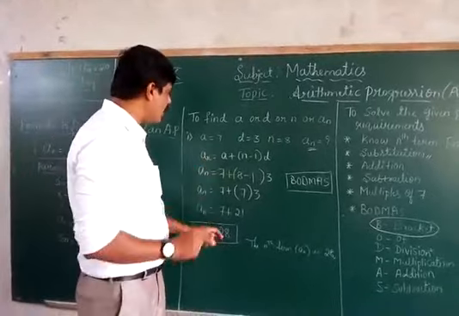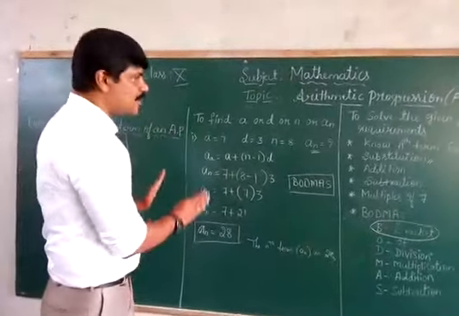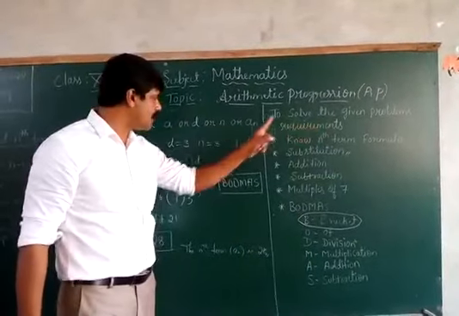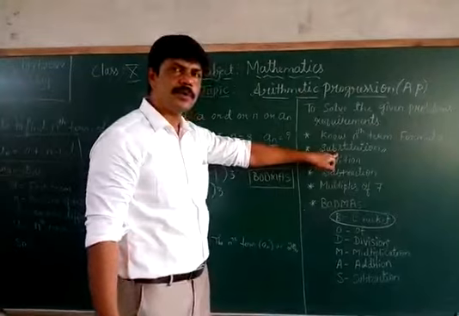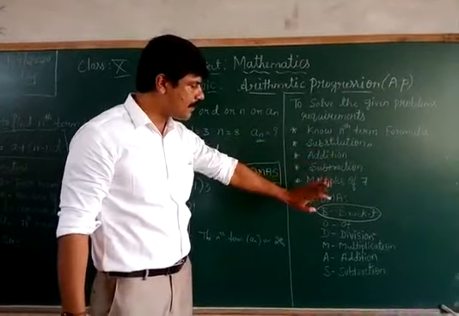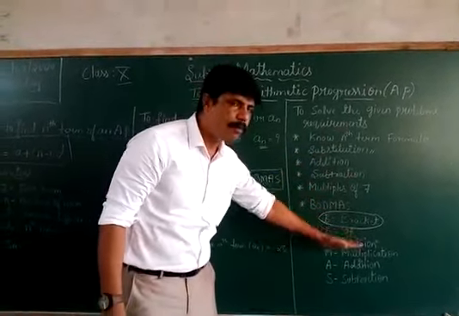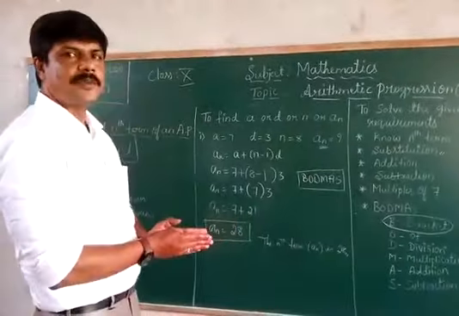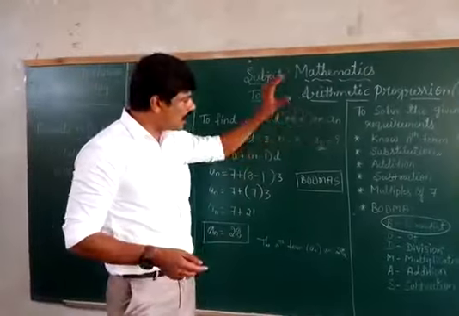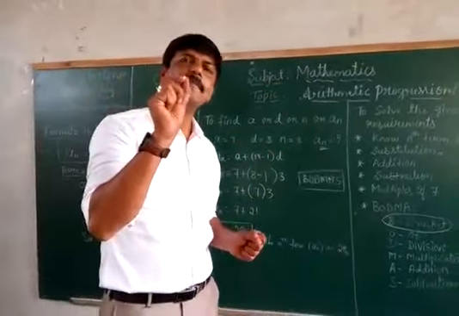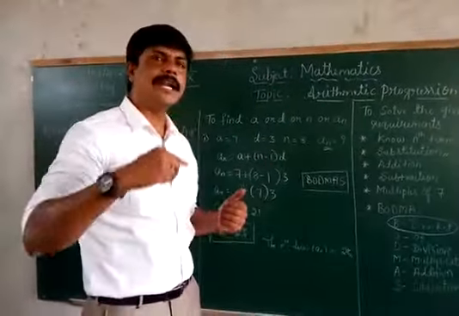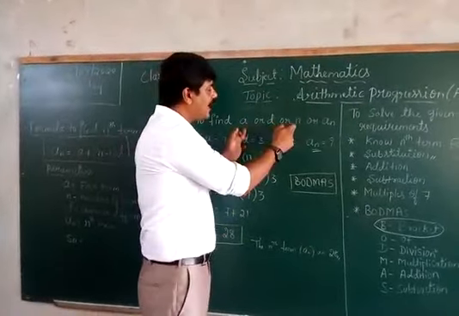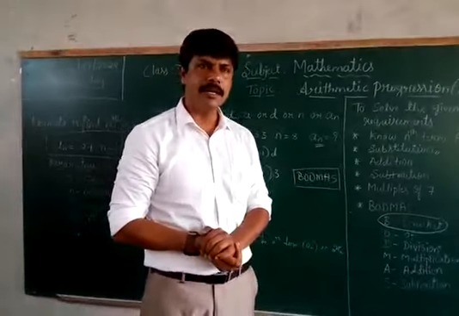Once again, see properly. To solve this problem, we should know the given formula, that is the nth term formula. We should know substitution, addition, subtraction, multiplication, and in particular the BODMAS rule. If you know BODMAS, you will easily solve this problem. Okay. So now we have learned how to find the nth term. Later, in the next video, we are going to learn how to find A, how to find N, and how to find D. Understand, children? Thanks, sir.